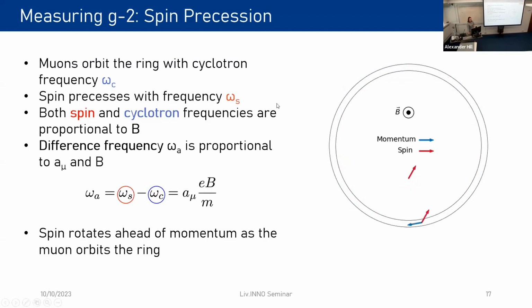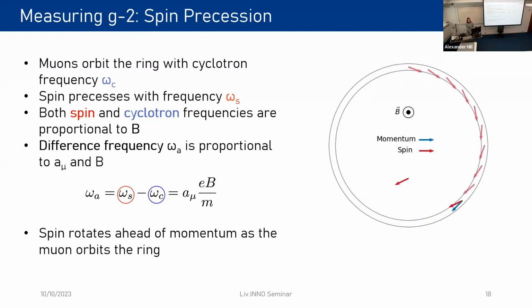So they both precess, and as you can see, the spin rotates ahead of the momentum as the muon is orbiting the ring. So there's a difference between the frequency of the spin rotation and the frequency of the momentum rotation. This is a really important difference, that these two frequencies are different. If they were the same, that would be the case where g is equal to 2. So any difference in these two frequencies directly tells you how different g is from 2. This is how we measure g minus 2.